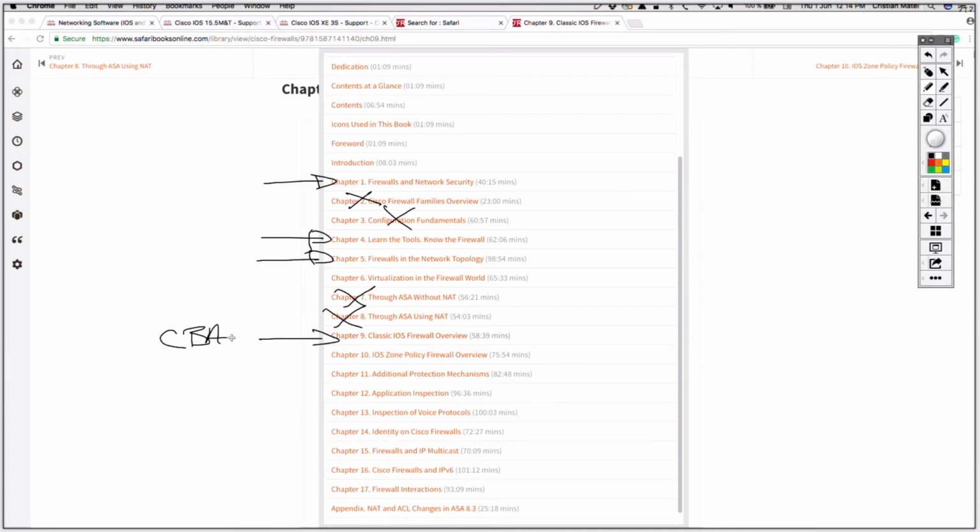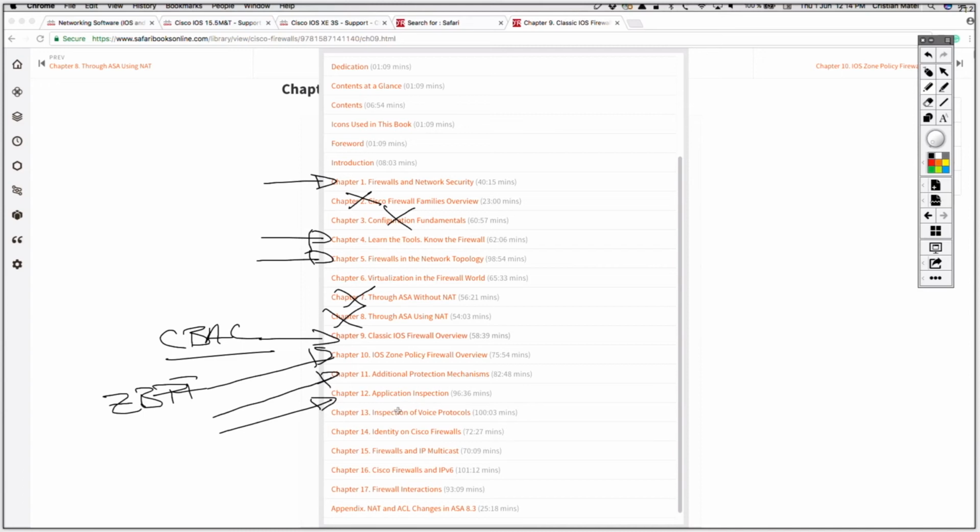Ideally, you would read what CBAC was, because you're going to see that zone-based policy firewall is CBAC plus reflexive CBAC plus TCP intercept plus additional features, of course. And then clearly the point of interest is going to be chapter 10, the zone-based policy firewall section. And then chapter 11 as well, additional protection mechanisms. Application inspection for zone-based policy firewall, chapter 12.